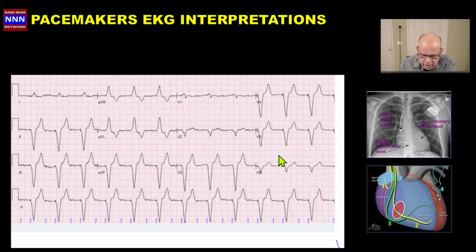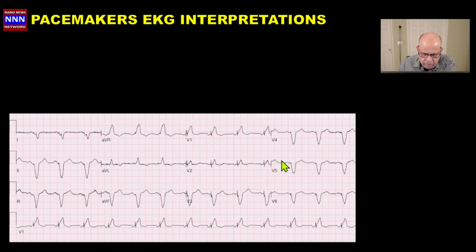And if you look at the previous slides, we had this one. We should have had this image also. So now, if you look at the deflections here, these are all negative. But if you look at the deflections here in V1 and V2, they are positive. That suggests that we have ventricular pacing and atrial sensing.